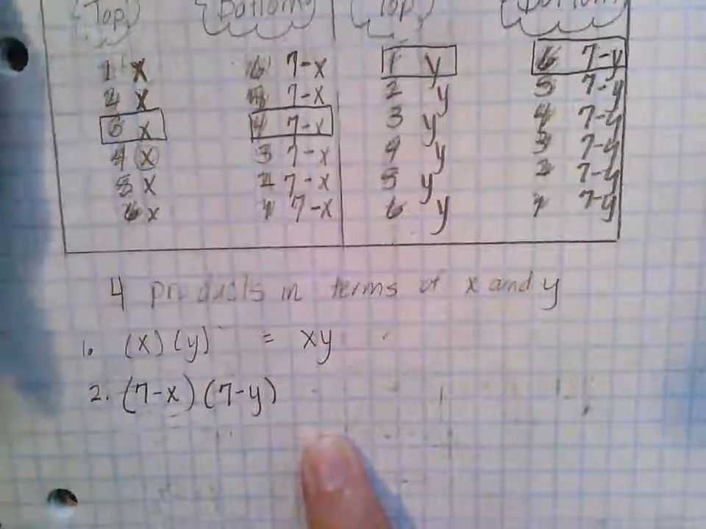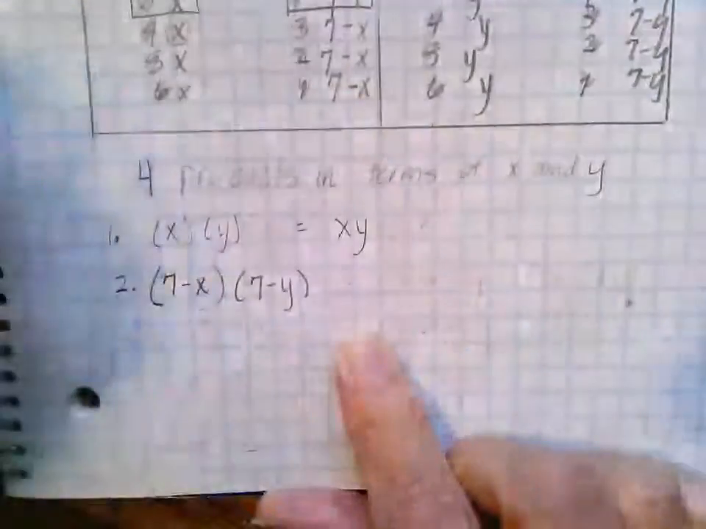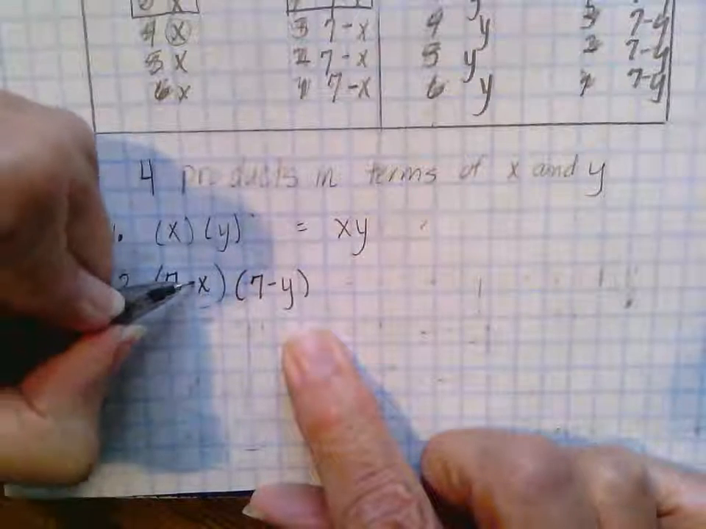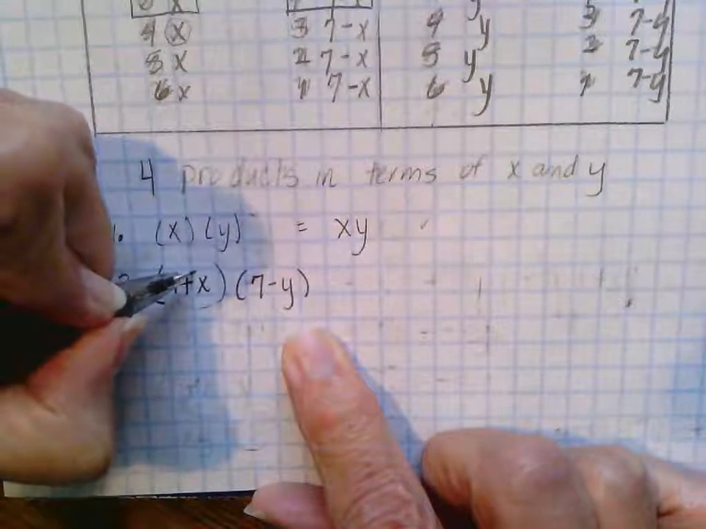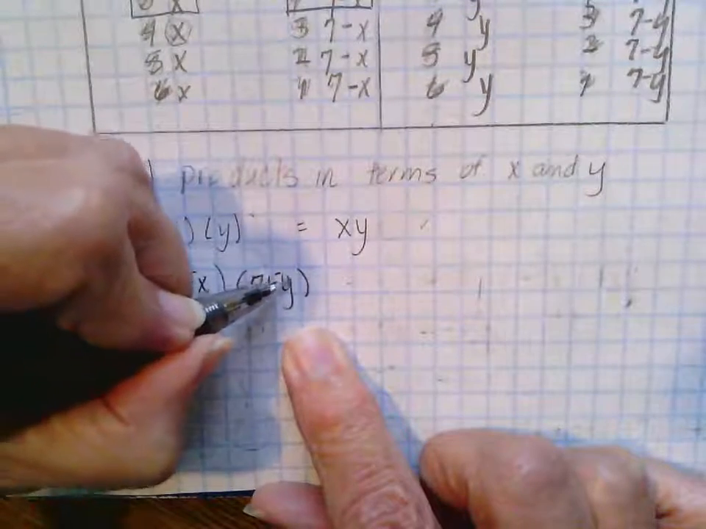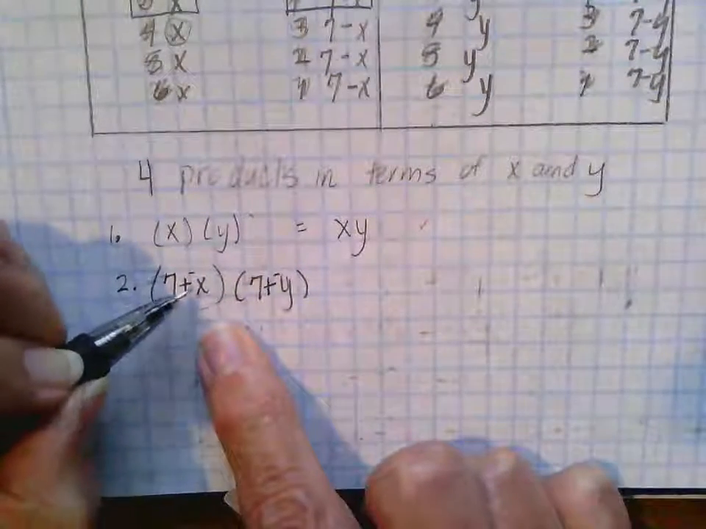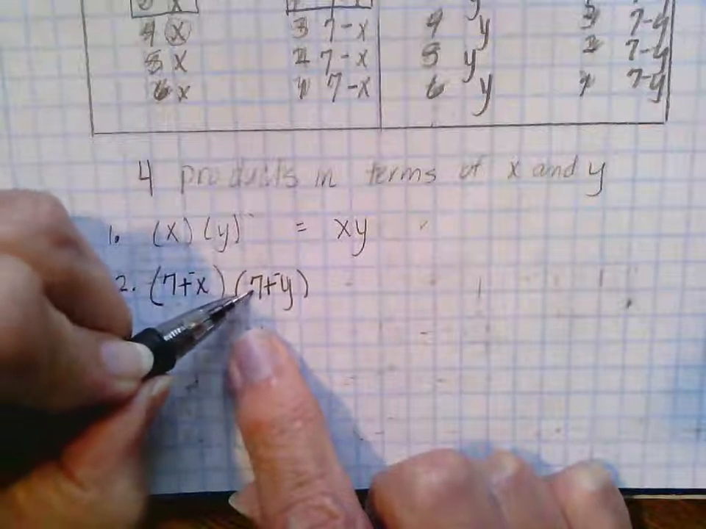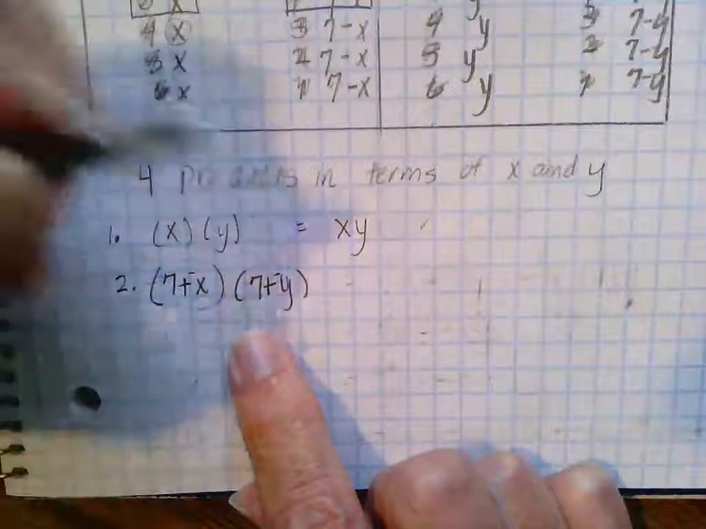Okay, so you know Mrs. Porras, she always likes to change her subtractions into additions. If you don't do that, that's fine, but this is the way I roll. So now I have 7 plus a negative X times 7 plus a negative Y.